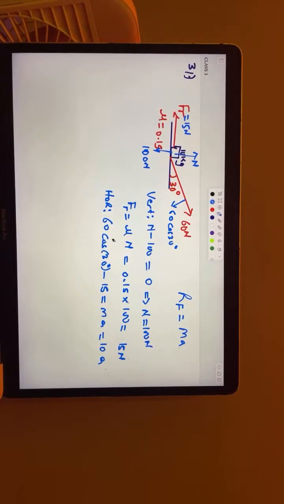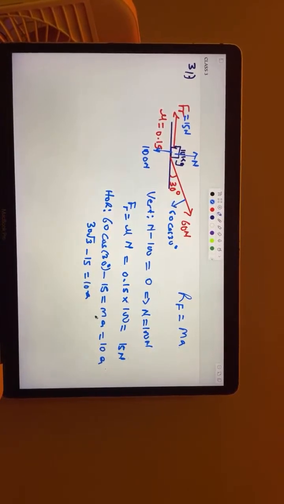So 60 cos 30, if you press that on your calculator, that should give you 30 root 3. Yeah, cos 30 is root 3 over 2. I believe we all know that. So that will be 30 root 3 minus 15 equals 10A.